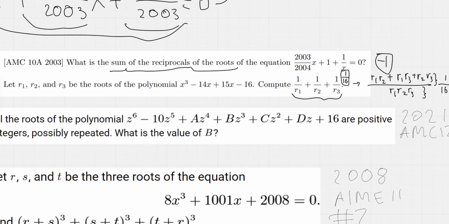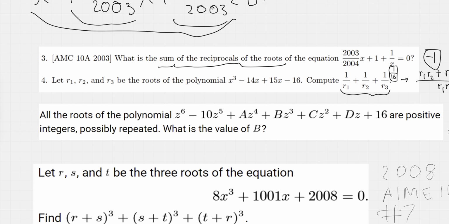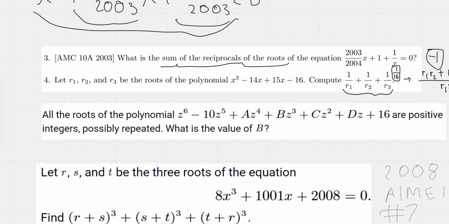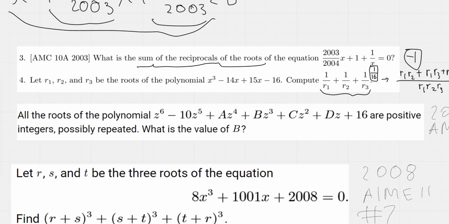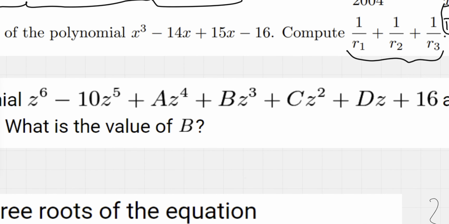Our next question is going to be using a different technique. As you will see, you'll definitely need it. All the roots of the polynomial z to the 6th minus 10z to the 5th plus az to the 4th plus bz cubed plus cz squared plus dz plus 16 are positive integers, possibly repeated. What is the value of b? So already, this is an incredibly hard question. We're given very little information.